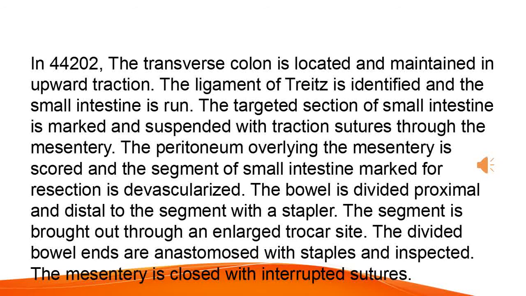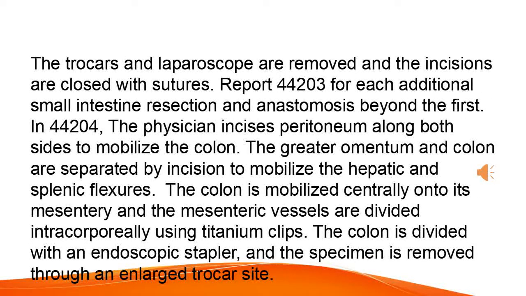The segment is brought out through an enlarged trocar site. The divided bowel ends are anastomosed with staples and inspected. The mesentery is closed with interrupted sutures. The trocars and laparoscope are removed and the incisions are closed with sutures. Report 44203 for each additional small intestine resection and anastomosis beyond the first.